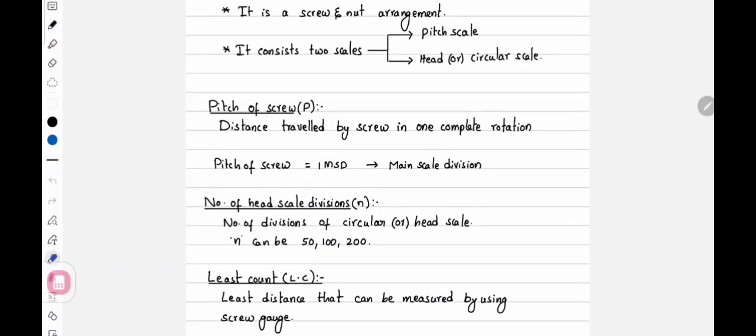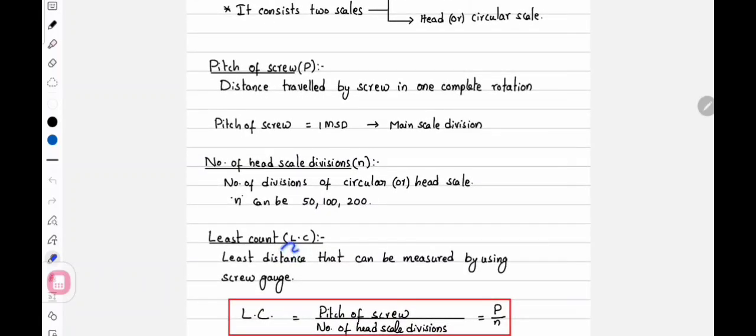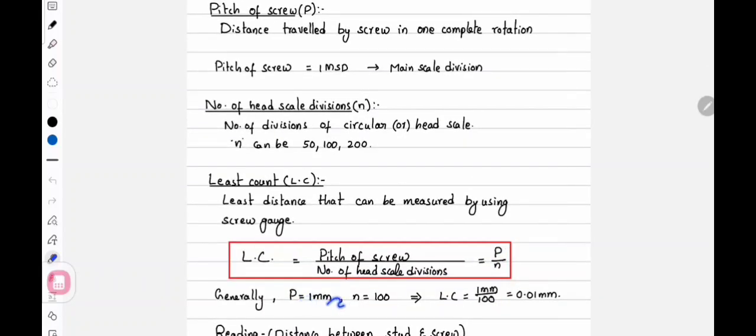So the least count of the screw gauge. What do you mean by least count? It is the least distance that can be measured by using screw gauge. It is defined like this: pitch of the screw by number of head scale divisions, P by N. Generally, P, as I told you, P means this 1 mm.